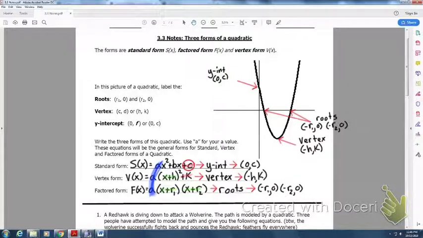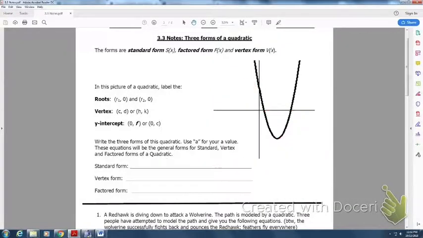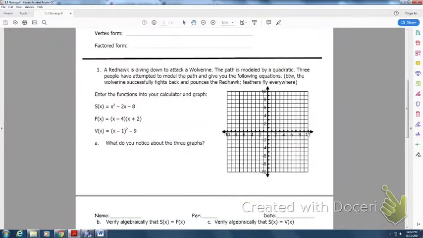The A value in one form is going to be the same in all three forms. If it's 2 in one form, it's 2 in all three forms. If it's negative 1/4, it's negative 1/4 in all three forms. So that A value is going to be consistent across those. So let's go to this right here.